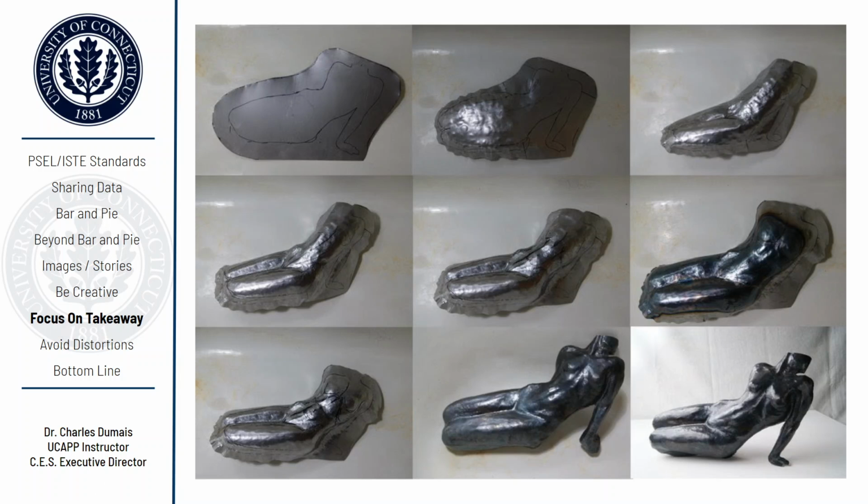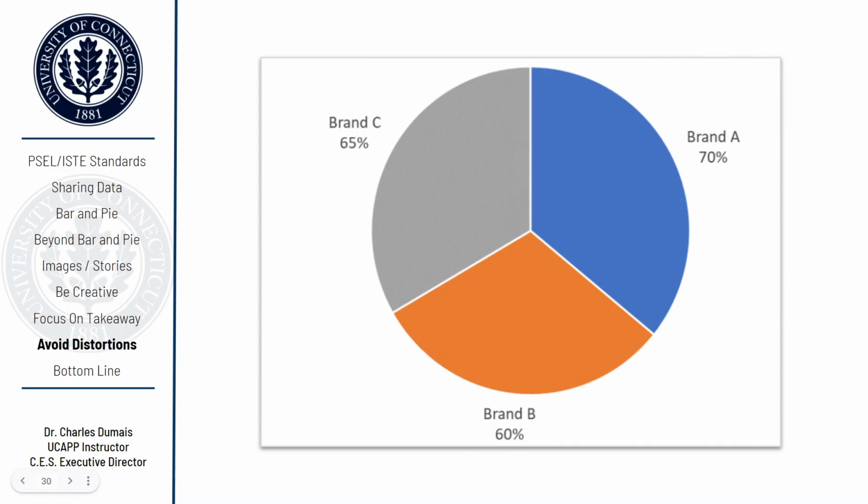A couple of things to avoid. The first thing is getting back to the pie chart. The number one mistake on pie charts is that people represent something that doesn't add up to 100%. This doesn't really have any meaning in terms of a pie chart. 65%, 70%, 60%, you're using the wrong chart.